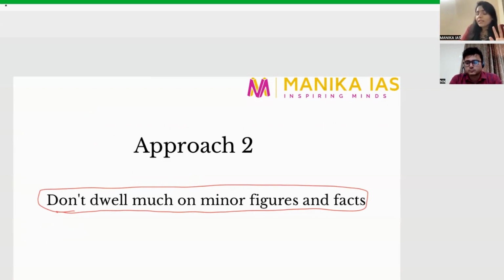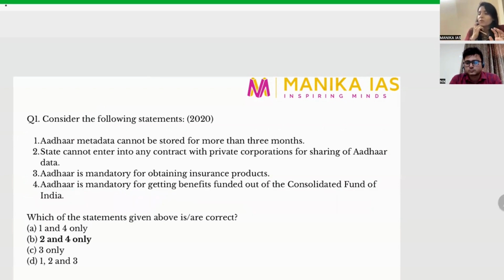Okay, so let's understand this with the help of an example. For example, this is a question which was asked in 2020 again: Aadhaar metadata cannot be stored for more than 3 months. Now, what UPSC has done again is to keep you thinking about 3 months, that particular figure, in your mind. With the very first statement, you will be stuck with this, whether it is 3 months or not. What you have to do is take a step back. Say, okay, I don't know this. Let me get to the answer from the remaining three statements.